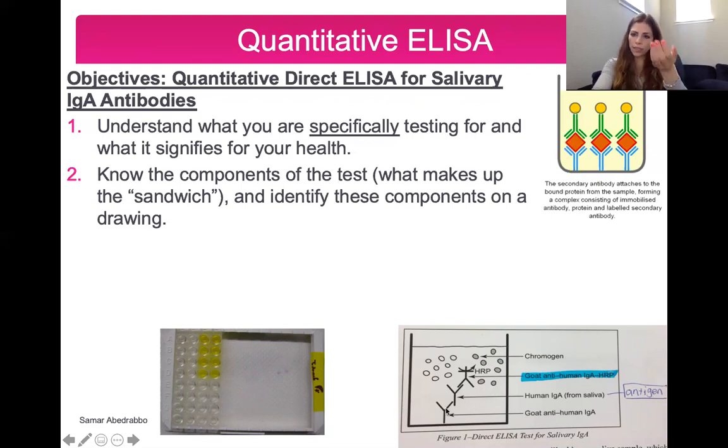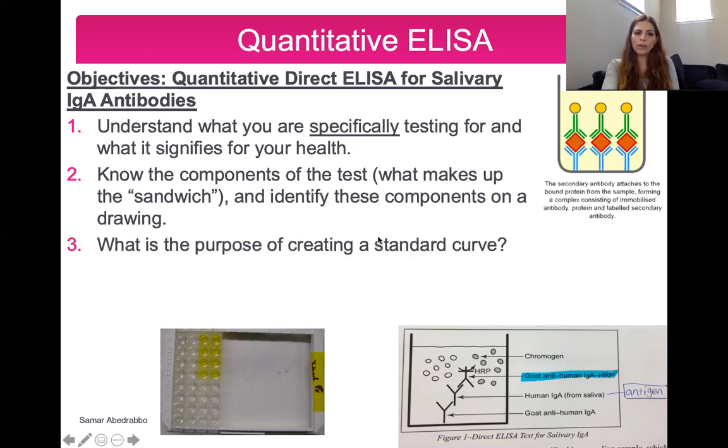What you created in your well, you had wells that were already coated with goat anti-human IgA. Then you added your saliva sample, which acted as the antigen, the human IgA. Then you added your antibody enzyme conjugate, and the enzyme was horseradish peroxidase. Then you added the substrate, which is the chromogen. So chromogen is the substrate, and every time this enzyme sees the substrate, it cleaves it, it catalyzes a color change, and then you get a yellow color.